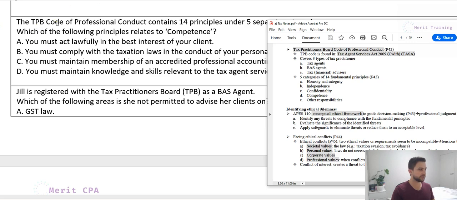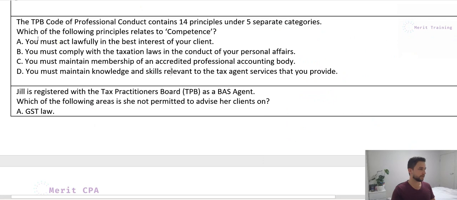We're talking about TPB, so we're talking about the Taxation Practitioners Board as opposed to the APES, which is broader for all types of accountants, auditors, management accountants, and so forth, right? So we want to know something which is specifically related to tax agent services and maintaining the skills and knowledge that they can do their job effectively. So look out for fraud, make sure they understand all the acts so they lodge everything correctly and so forth. So let's go through this.